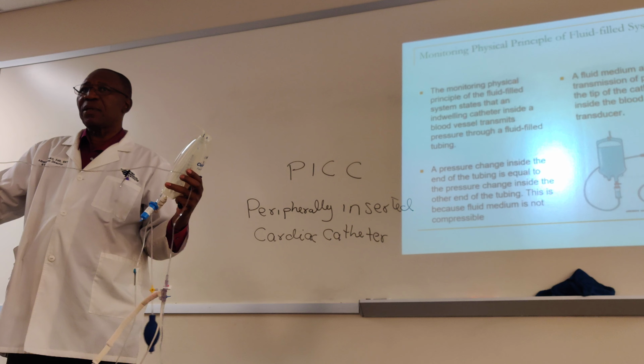Okay, so CVP line, arterial line, PICC line. Have you ever heard about the PICC line? PICC line is the one that they put in, usually in the femoral artery, and it comes all the way up, enters the junction of the right atrium and the superior vena cava. Okay, they call it the PICC line.